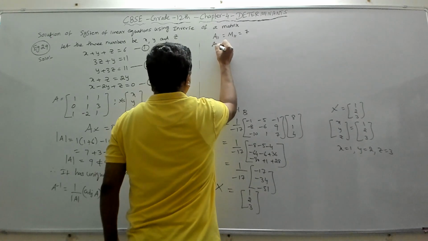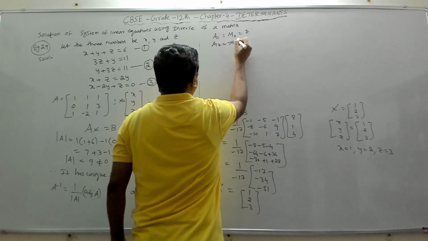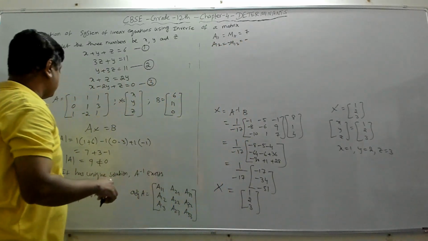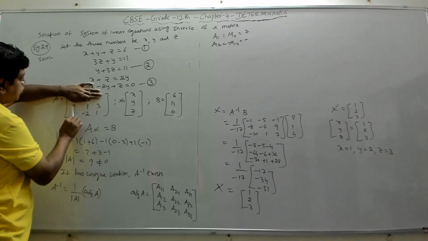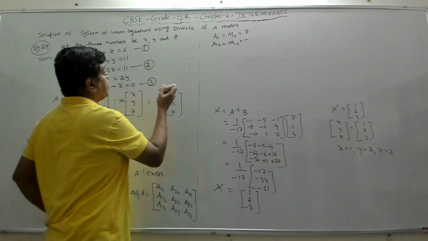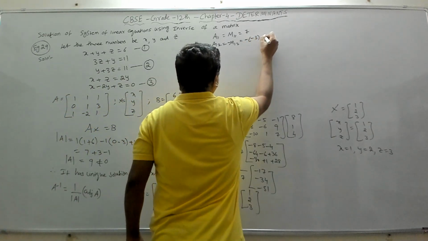Now A12 is minus M12. That is equal to minus of M12. M12 means we'll close this row and this column. 0 into 1 is 0, minus 1 into 3 is minus 3. So minus of minus 3 is plus 3.